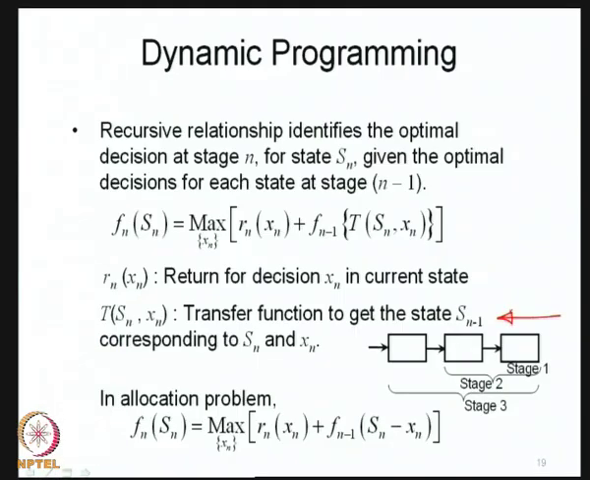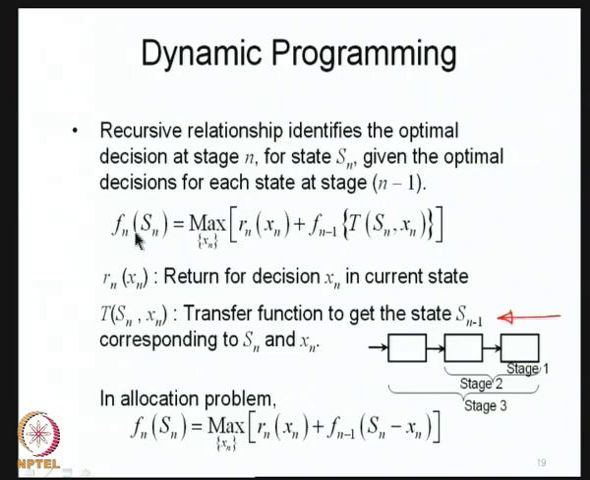For example, in the water allocation problem, we were proceeding in this direction. In stage 1, we had one user. We would have solved that problem and come to stage 2. When you come to stage 2, you have to relate the optimal decision which is for a given S2 for the state Sn, that is S2 here, given the optimal decisions for each state at stage n minus 1. So, stage 1 we would have solved for each possible state at that stage, and that is what we relate it with the optimal decision at stage n.